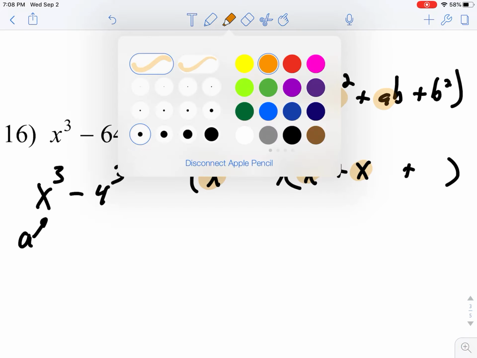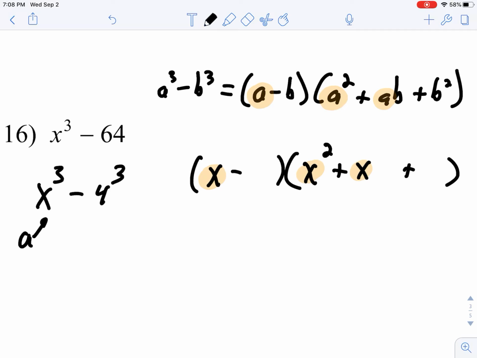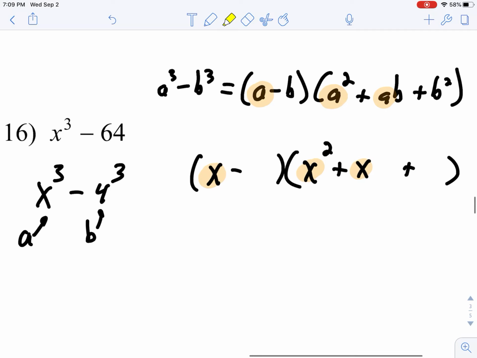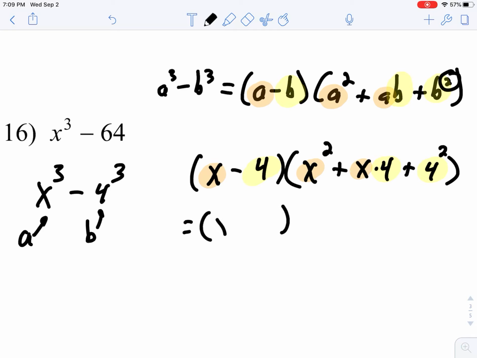Let me change colors. In this problem, b is going to be the number 4. So everywhere in the formula there's a b, here, here, and here, I'm going to write down the number 4 in my answer. 4 times 4, 4 squared. Now this is not your final answer. You can straighten it up a little bit. Right here, x times 4 you would just write as 4x, and then 4 squared is 16.